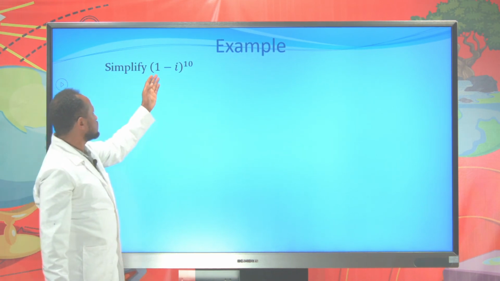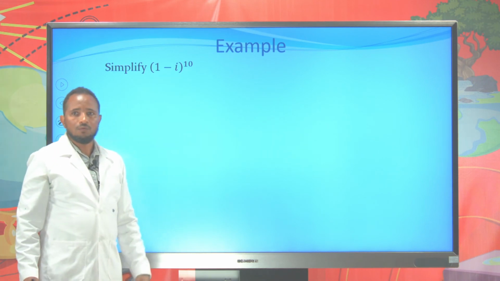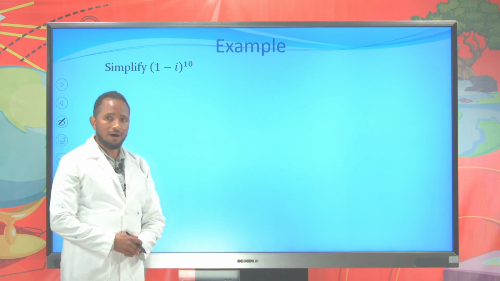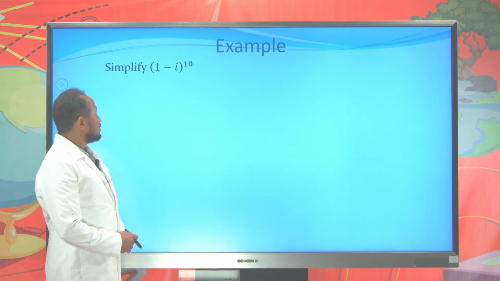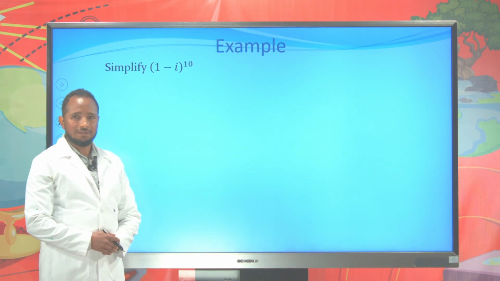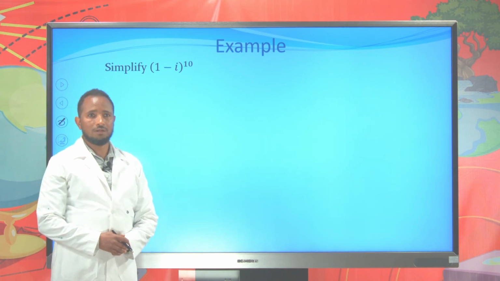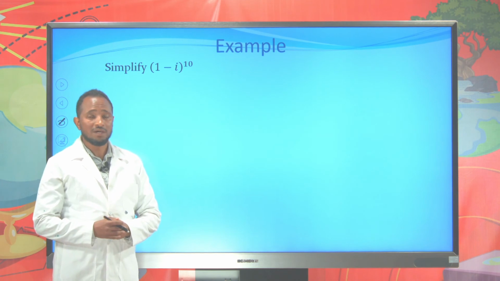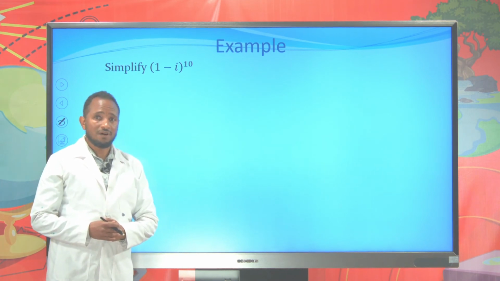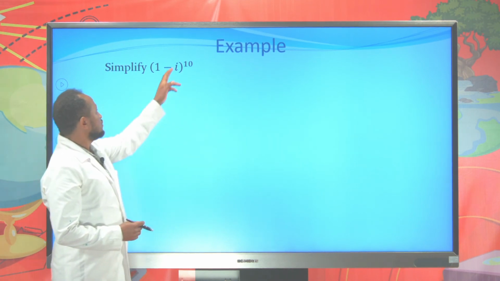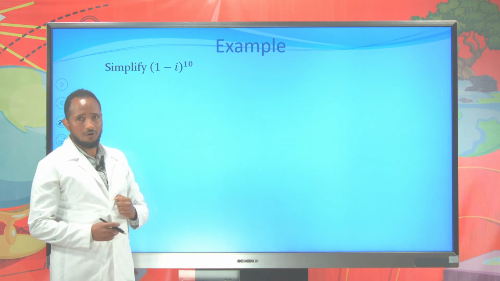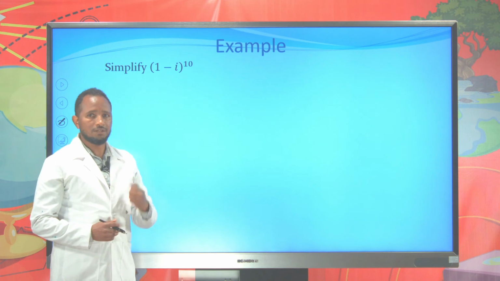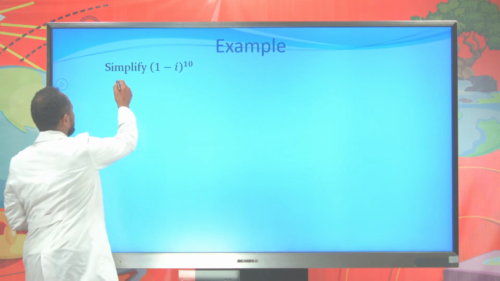Now we are asked to simplify 1 minus i to the power of 10. Multiplying 1 minus i by itself 10 times is very difficult. So the easiest way to simplify this is to write it in polar form, so that it will be simple to simplify. Let's see this. So, solution.